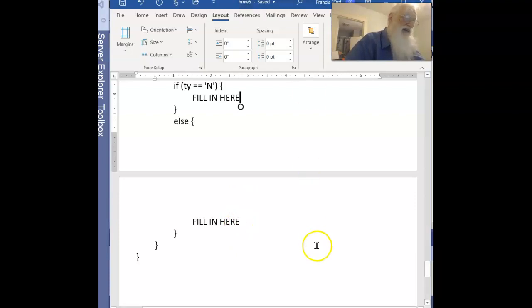Because remember, in the algorithm, I said you had to get the top two elements of the stack. You had to do some arithmetic. You had to push things. You had to pop some things off the stack. You had to push back things. So there's maybe 4 or 5 lines there.